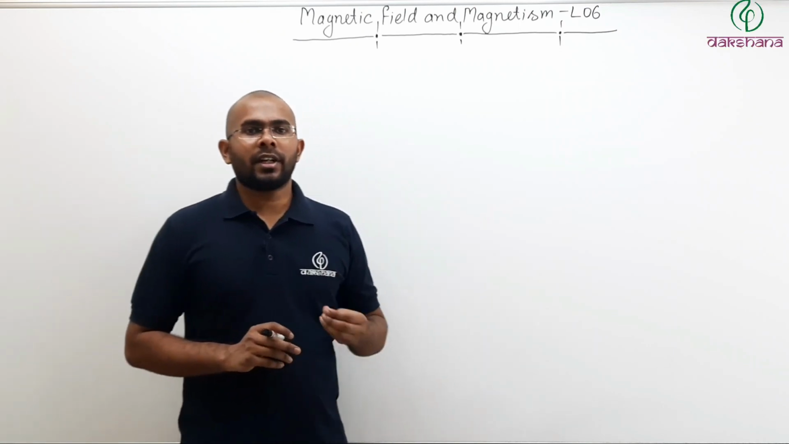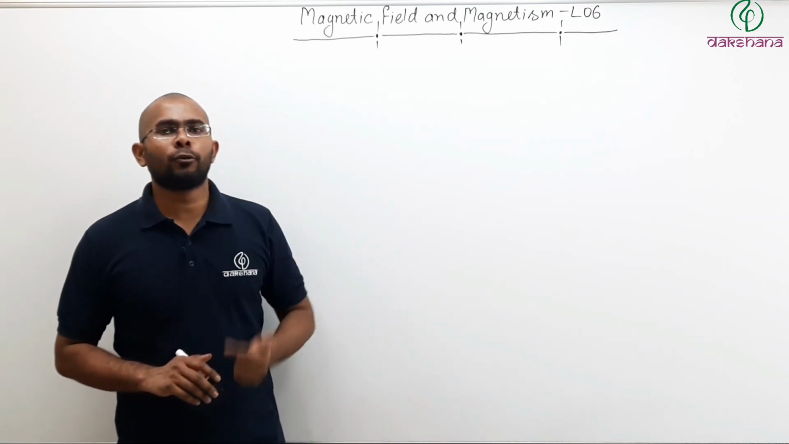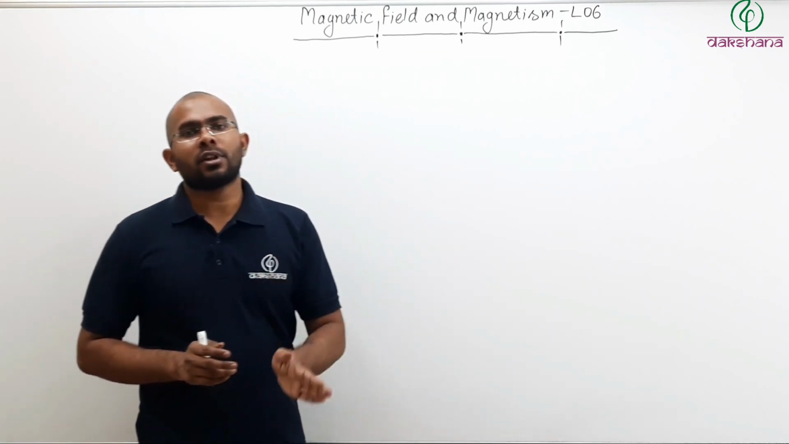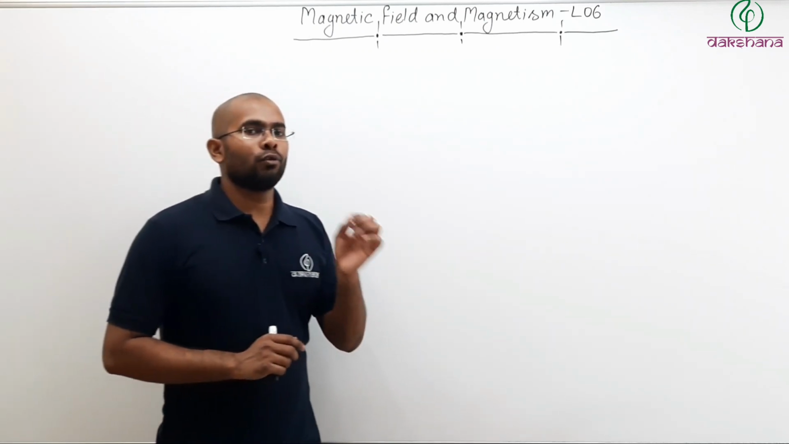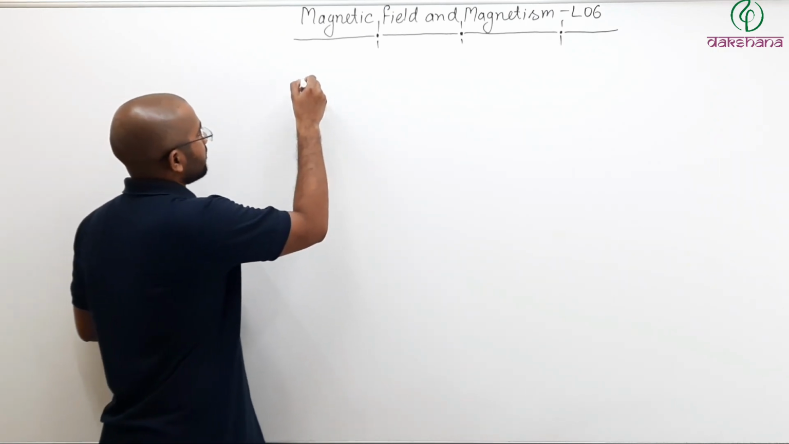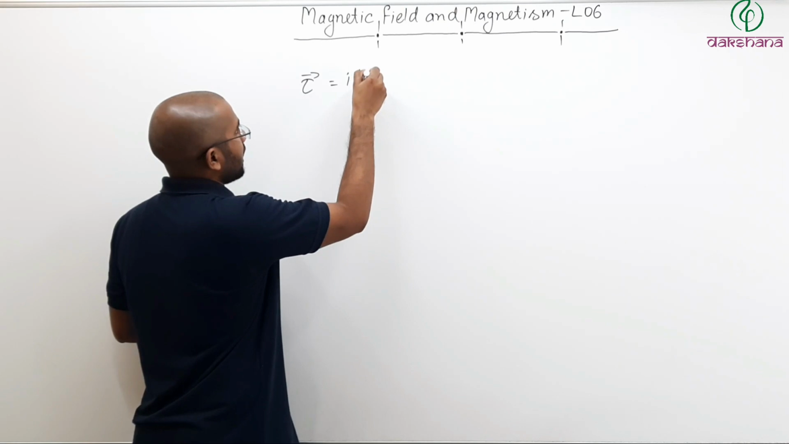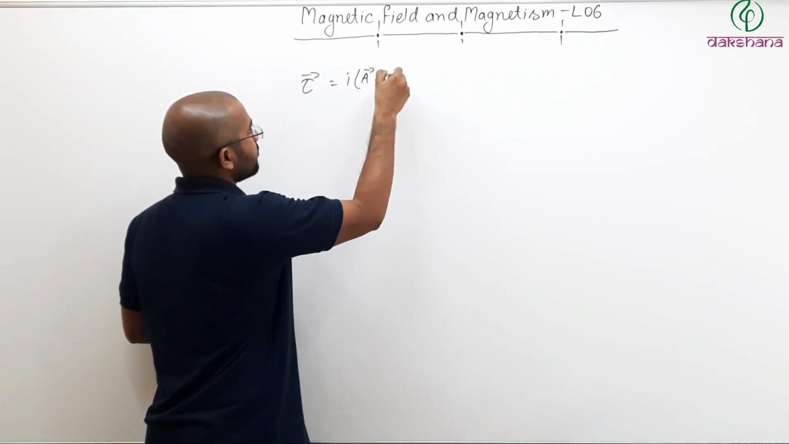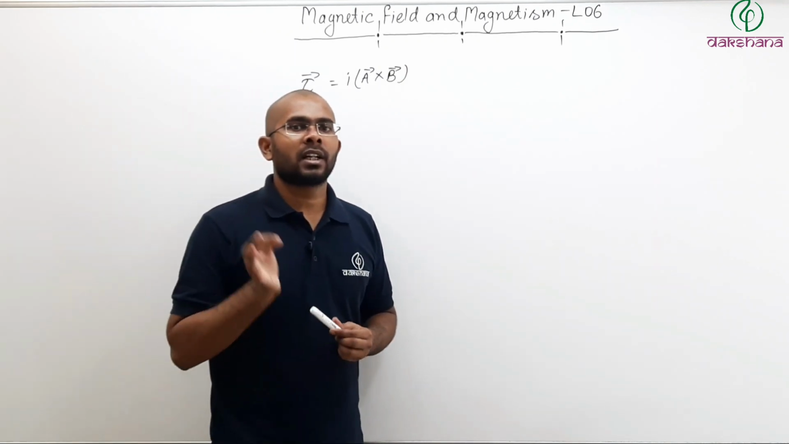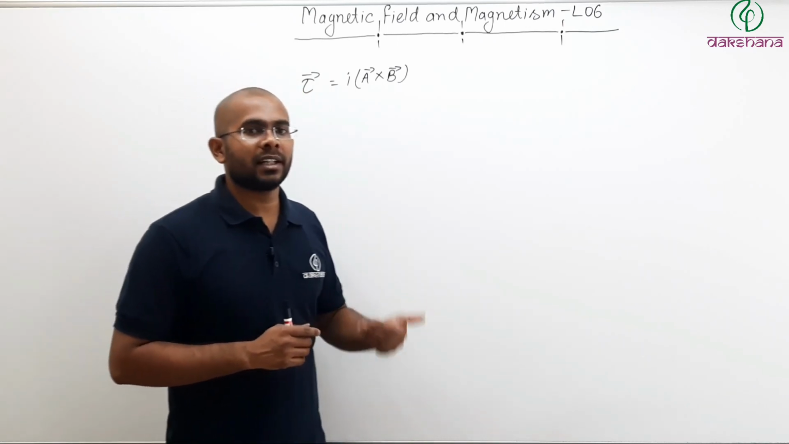We have already studied in the previous lectures that when we place a current carrying loop inside an external magnetic field, then the net force on the loop is zero, while that loop experiences a net torque. And what was that torque? That torque may be written as tau equals I times area vector cross product with field vector. That was the torque experienced by the current carrying loop when placed inside an external magnetic field.